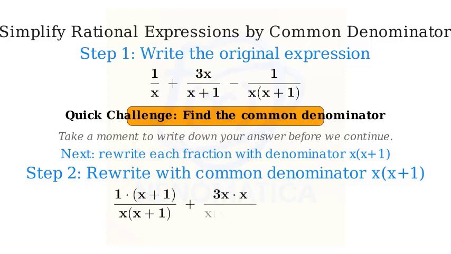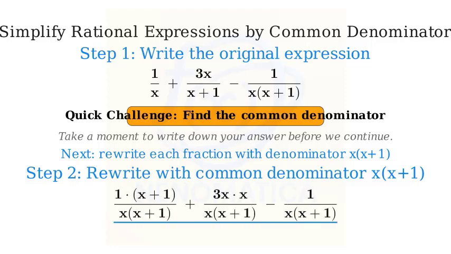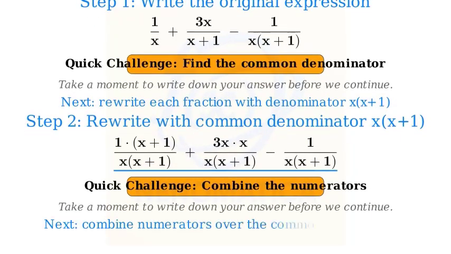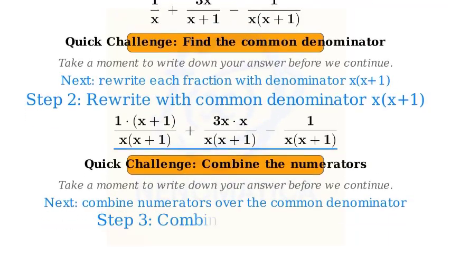We multiply the first numerator by x plus 1, the second numerator by x, and the third fraction is already over the common denominator. Quick challenge. Can you combine the numerators over the common denominator? Next, we will combine the numerators. Step 3. Combine the numerators over the common denominator.